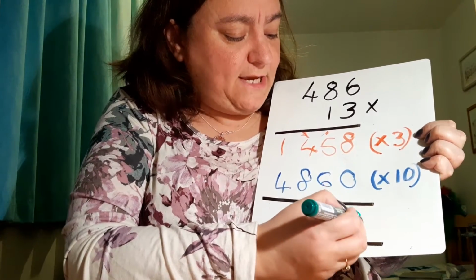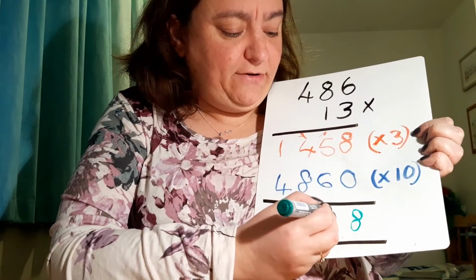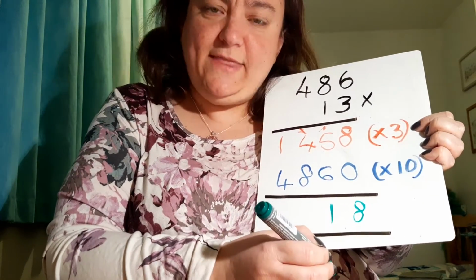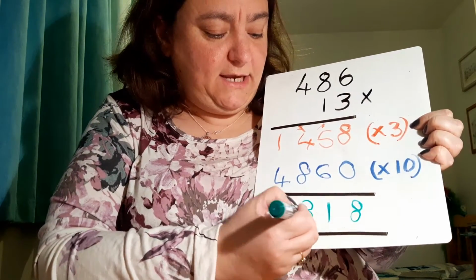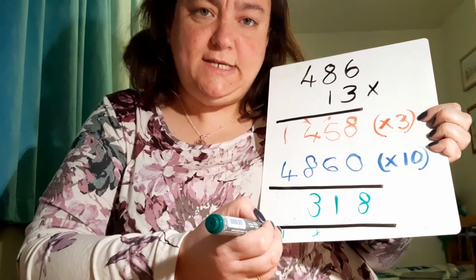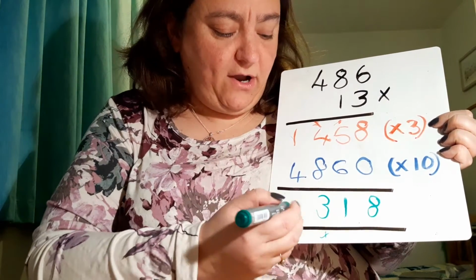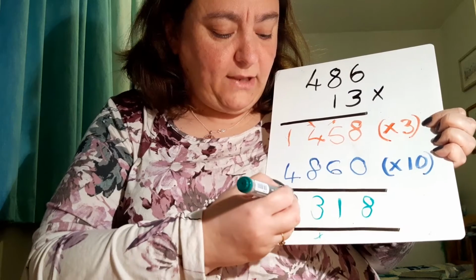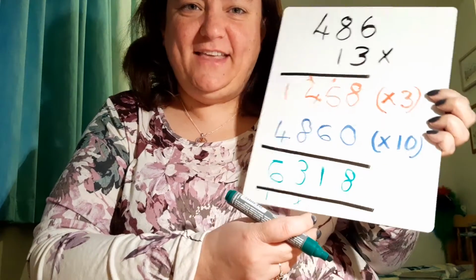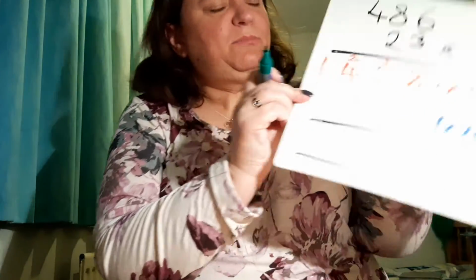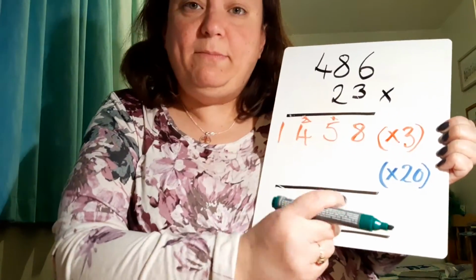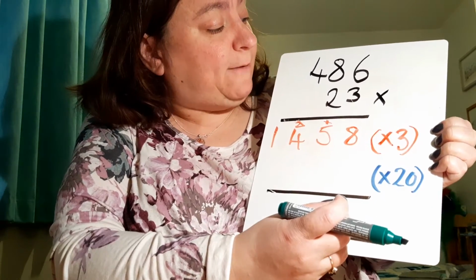So 8 add 0 is 8. 5 add 6 is 11. I'm going to put my 1 in there and a little 1 down there so I don't forget it. 4 add 8 is 12. Add the 1 is 13. So my 3 goes in there and 1 goes underneath. And then 4 add 1 is 5. Add the 1 is 6. Let's write that correctly. There you go. So we've got our answer, 6,118.